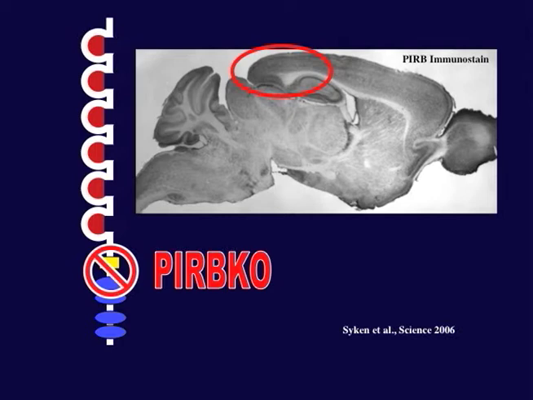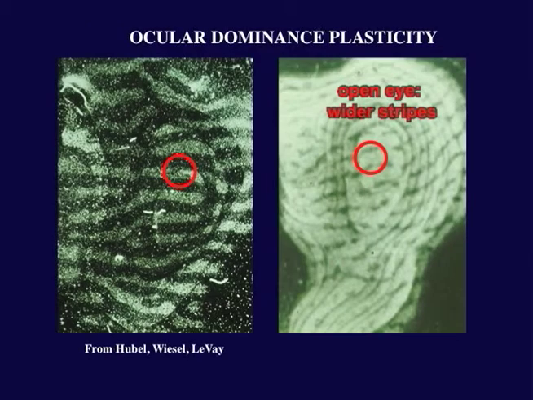So we can look at synaptic plasticity in primary visual cortex. And we can look at a very classic form of synaptic plasticity, which is ocular dominance plasticity. Let me explain ocular dominance plasticity. Remember I told you that when the LGN axons go up to visual cortex, they're beautifully segregated from each other. They're interdigitated into right eye, left eye stripes.